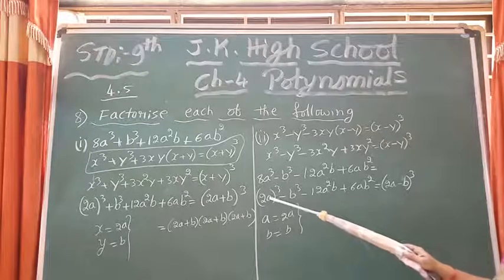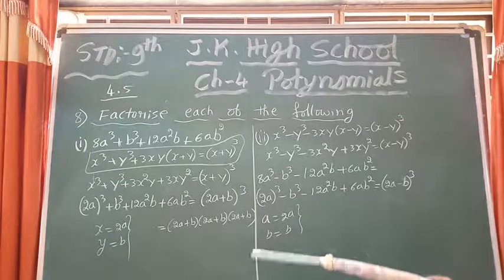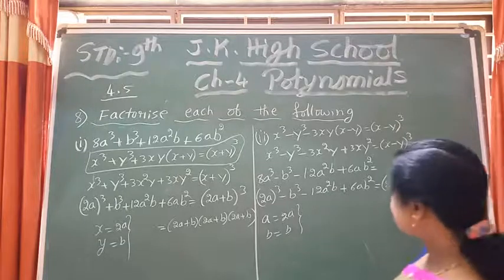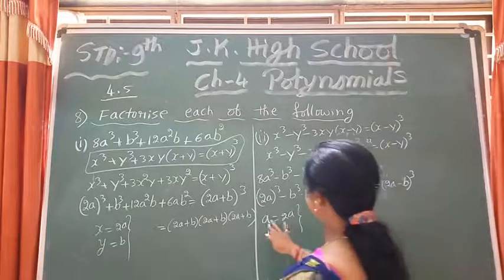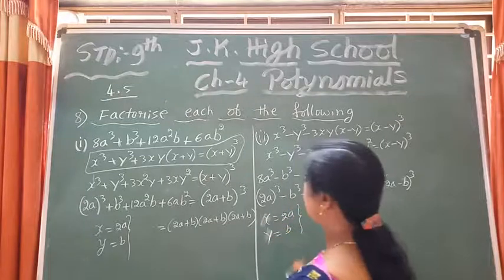And see, now we will come to know here the x value is 2a and the y value is b. See, here the x value is 2a. In place of x, 2a is there. In place of y, b is there. Okay children.